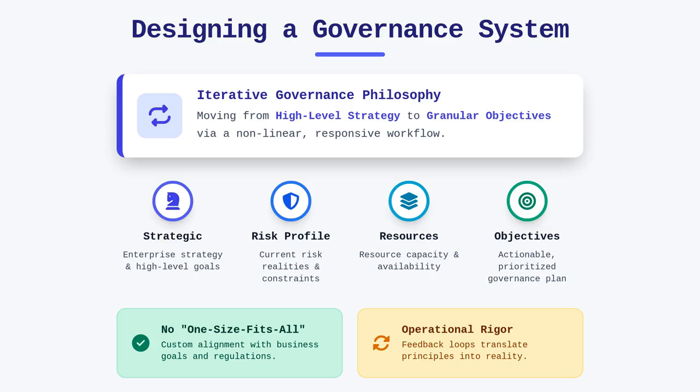By following this sequence, you avoid the common trap of implementing a one-size-fits-all governance model that lacks sufficient alignment with your business goals. We treat this as an iterative exercise where each phase informs the next, creating a feedback loop that eventually results in a prioritized and actionable governance plan. Whether you are addressing regulatory requirements or looking to optimize IT performance, this workflow provides the necessary rigor to translate abstract principles into operational reality.